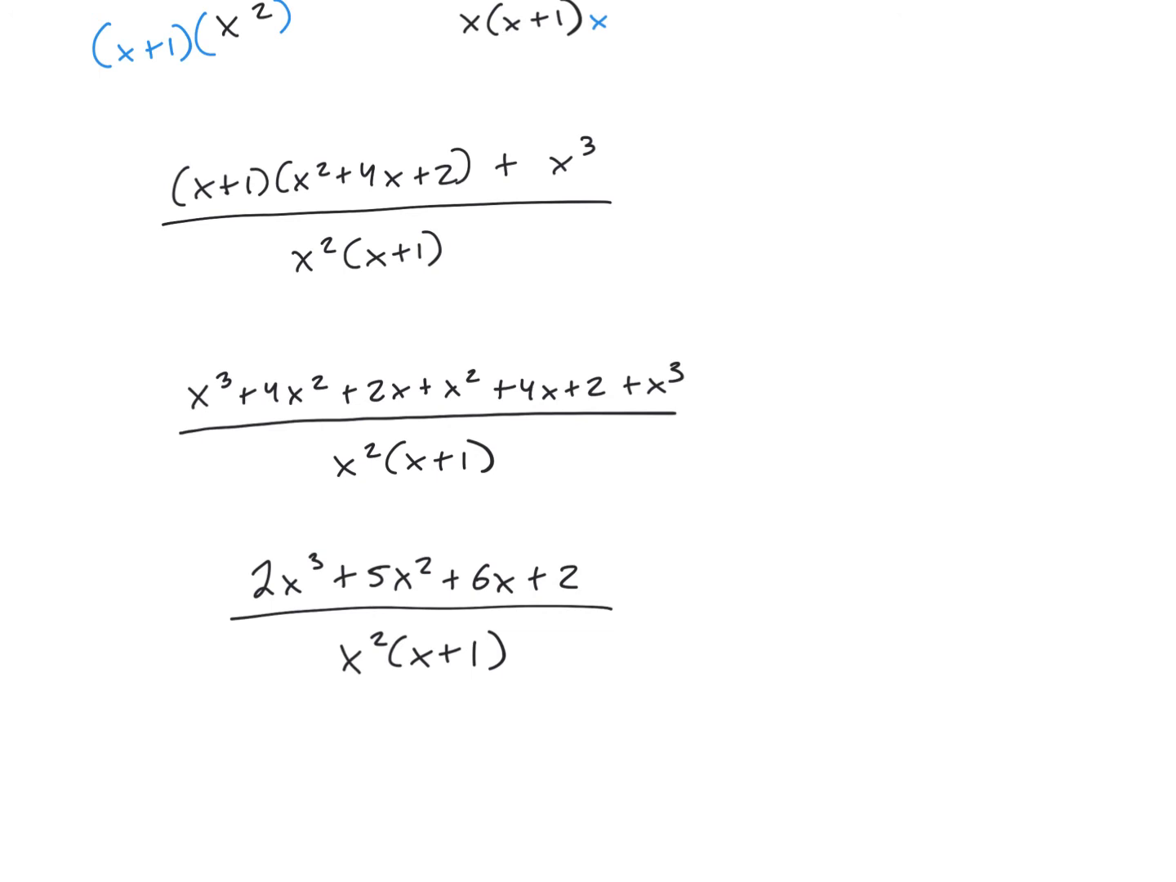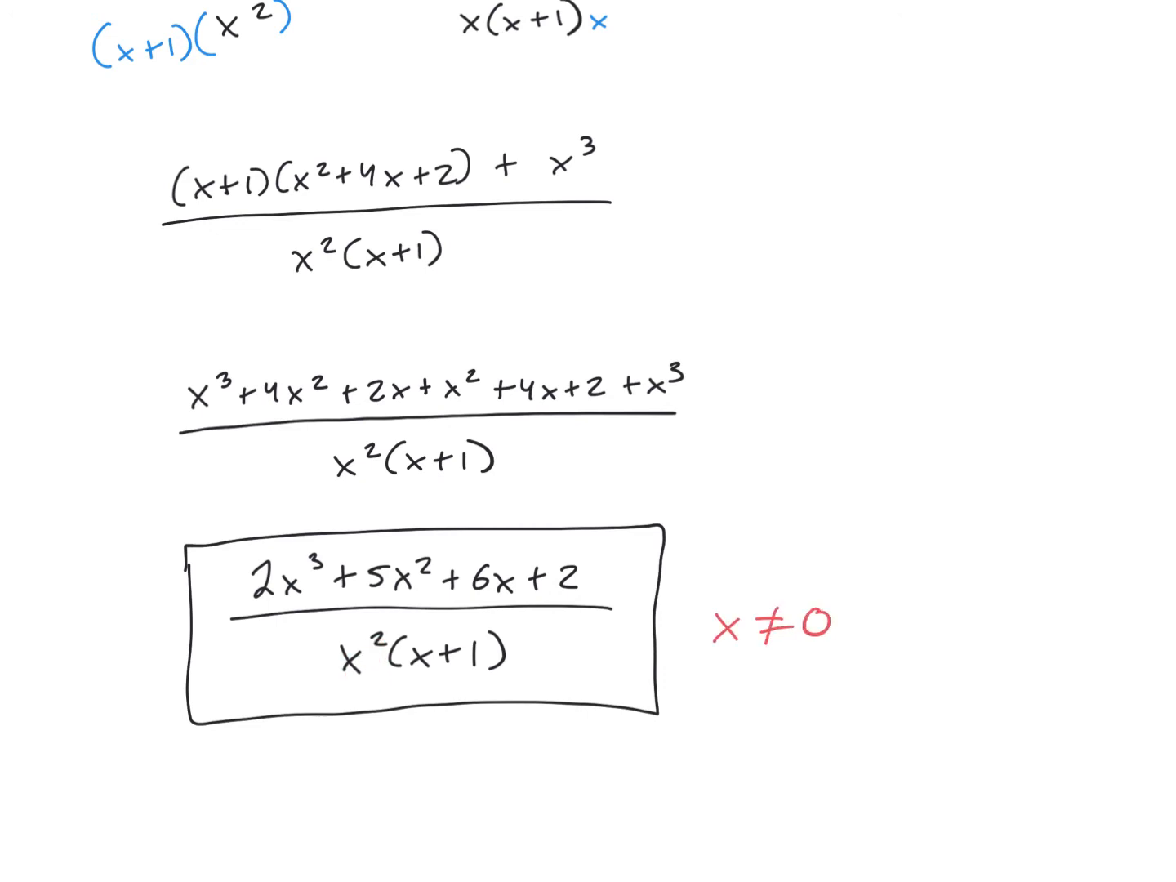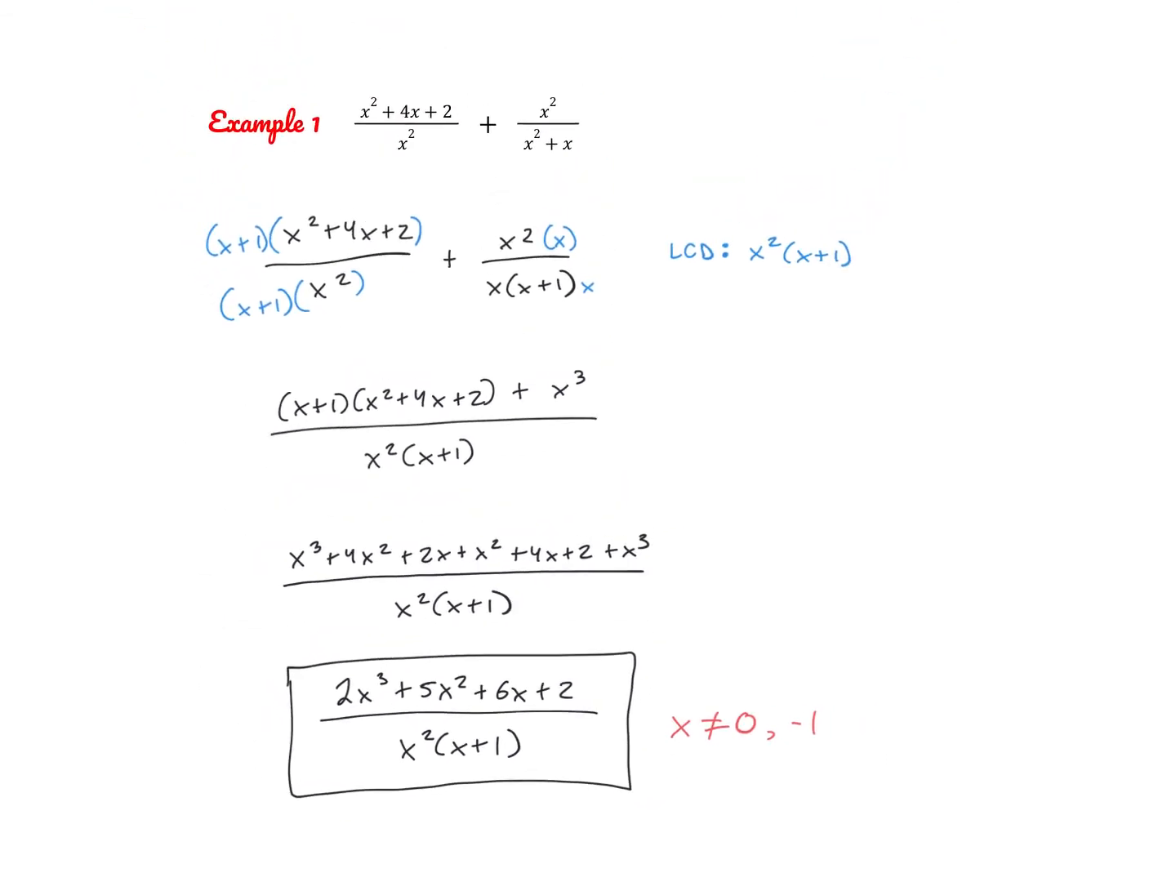So here's our simplified expression. However, we also need to include our excluded values. So what can x not be? To do that, you simply look at your denominator and you set any factor in your denominator equal to 0, and that will be an exclusion, right? Because the only time we have excluded values with fractions is when our denominator is 0. So from this factor of x squared, we can see that x cannot equal 0. And from this factor of x plus 1, we see that x cannot equal negative 1. So we have two excluded values for this expression.